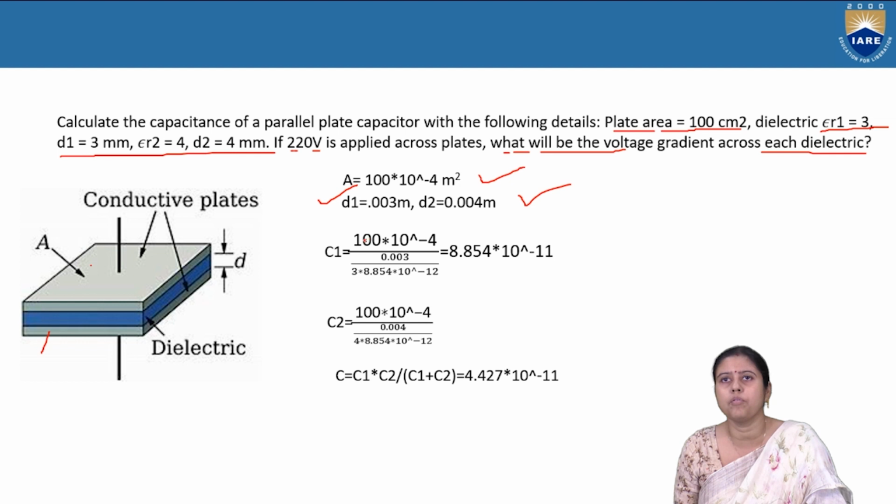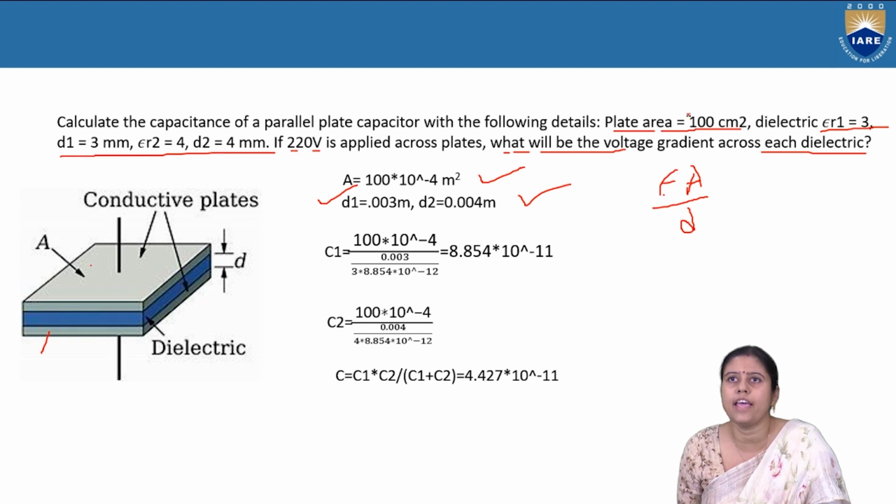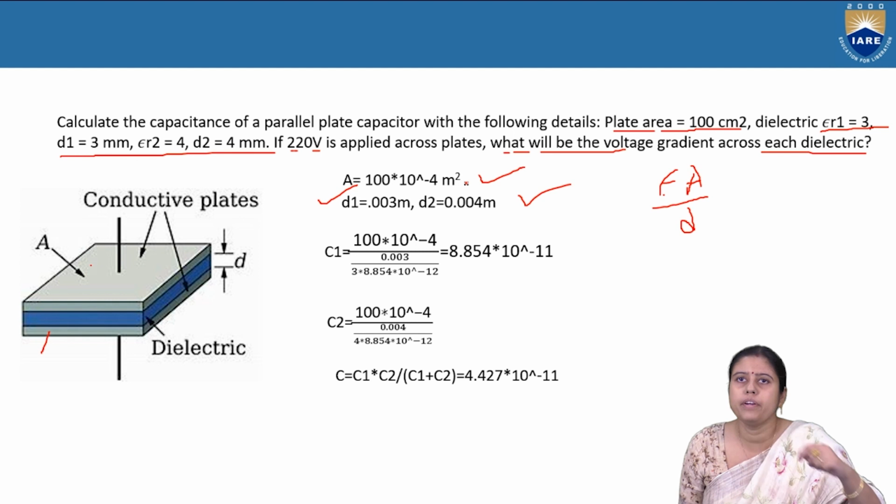Capacitance C1 is equal to epsilon A by D. What is A? A is 100 centimeter square, or 100 into 10 to the power minus 4 meter square. What is the value of D? D is 0.003. What is C1?